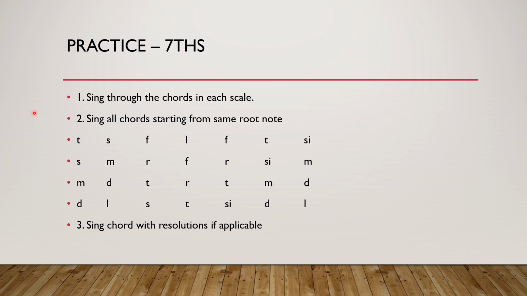Sing them all in one key, like what the last 2 slides showed you. Sometimes you'll have to drop down an octave because the range is quite large, but if you choose the right key, you might be able to do it all in one octave, all in one range without dropping down. This is really good on instruments to do, and then sing them all starting from the same root note. So let's do this again.